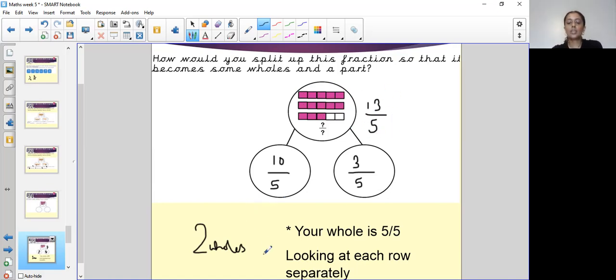But how do we split it up? We have to look at what we've got up here. We've got 2 wholes. So 2 wholes is 10/5 because if we count it, 1, 2, 3, 4, 5, 6, 7, 8, 9, 10. We've got 10 shaded in as wholes, and they're out of 5. And then what have we got on the last row? We've got 3 shaded in out of 5, which is 3/5. And then if we add the numerators together, 10 add 3 equals 13. So in total, our whole is 13 fifths.